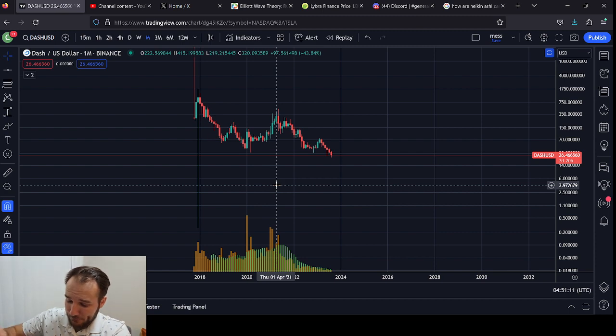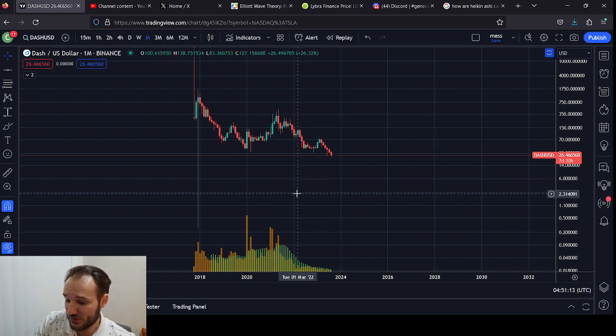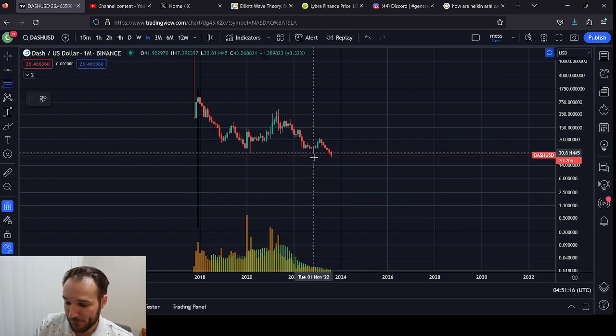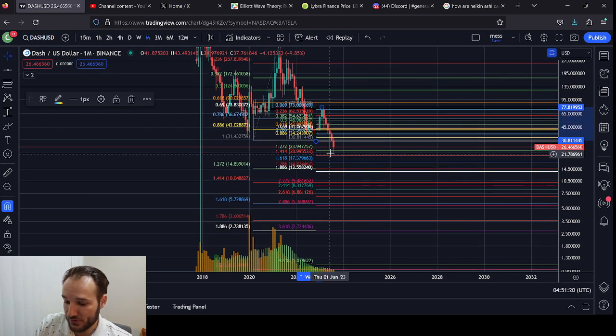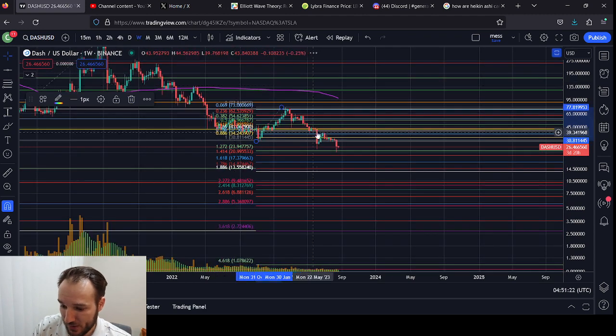No volume, no interest at all. Maybe we'll find some interest at lower prices. That's what I'm getting out of this, man. Looking at it from a low here to a high there, we are at the moment finding support on the 1272. It looks like you came back up already to bounce off the 886. No, you didn't. Okay, you just tested it here.